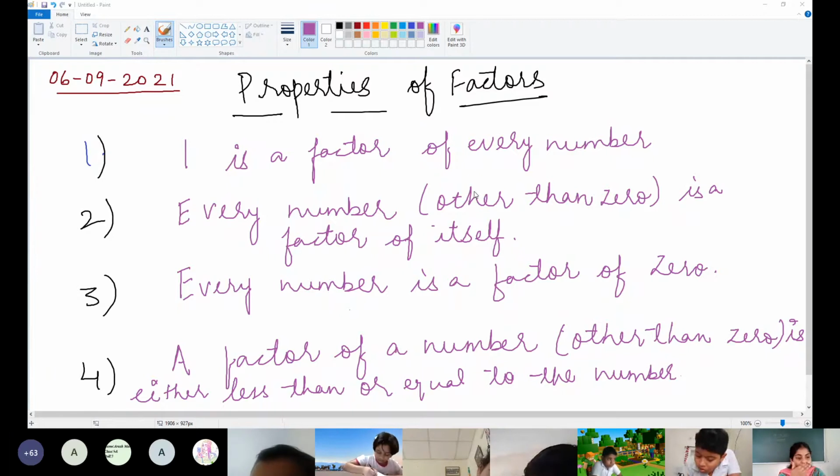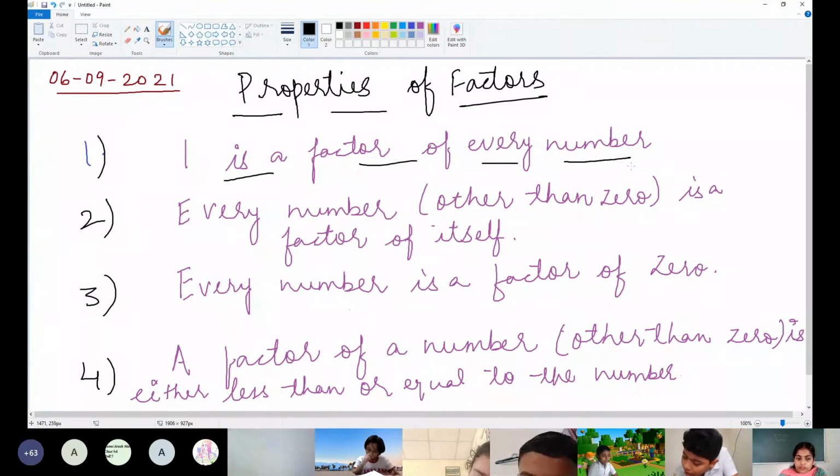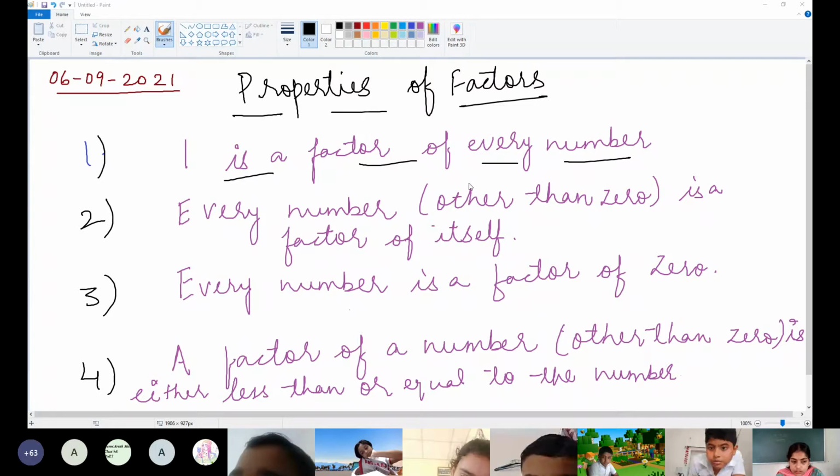Children, quickly write properties in your notebook. One is a factor of every number. So your first property of factors is that 1 is a factor of every number and it is the smallest factor. Yes, children, 1 is the smallest factor.